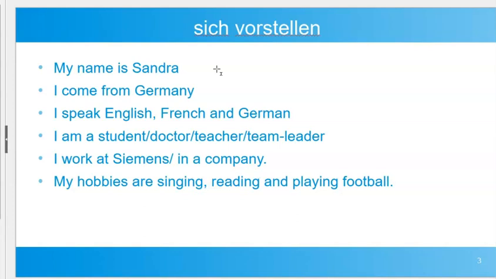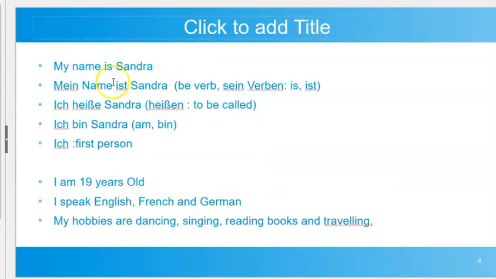We'll try to create our own sentences then. So let's begin. Now let's take the first sentence. My name is Sandra. So there is one way of saying that in German: Mein Name ist Sandra. Here we see ist. It is a kind of be verb, like we have is in English. It's the same equivalent, ist. Mein Name ist Sandra. This is one way of describing myself in German.